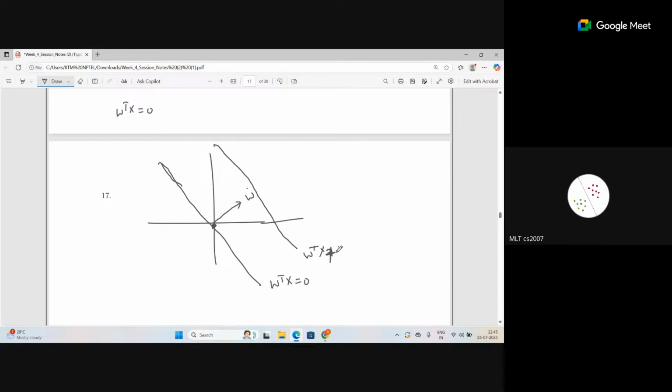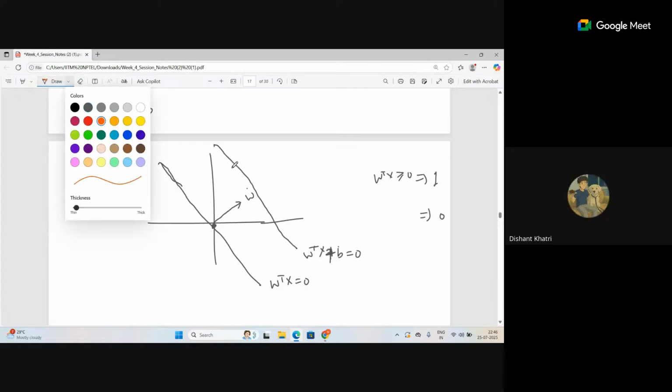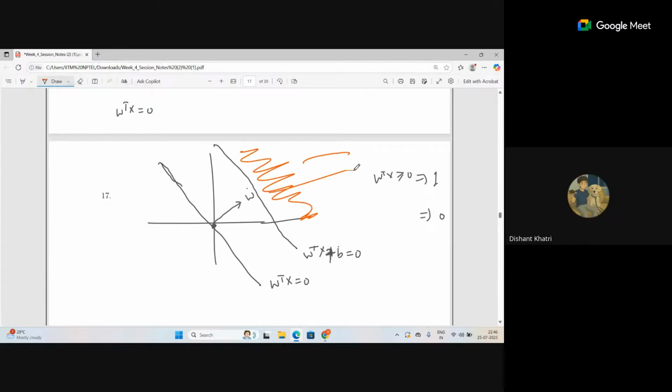Not equal to b, plus b equal to plus 0, equal to 0. So what we are saying is w transpose x greater than or equal to 0, I will predict it as 1. And for others, I'm predicting it as 0. So all this side it will be a 1, and all this side it is 0.